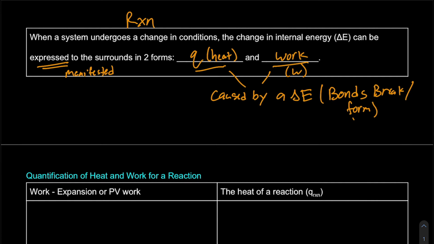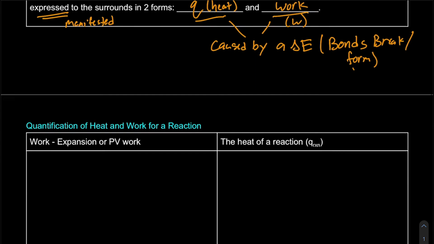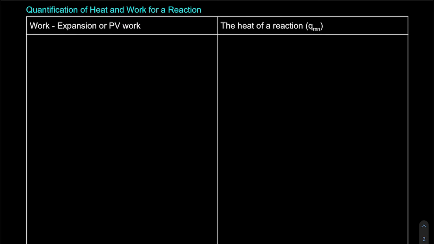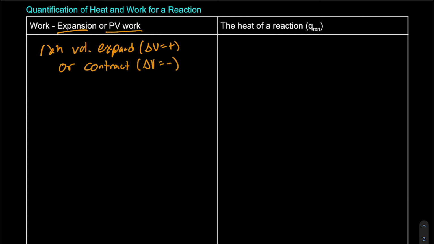But now let's go ahead and make a quick summary of how we quantify heat and work for a reaction. So when we're talking about a reaction, we're talking about what we call expansion or PV work. And that would mean that my reaction volume is going to expand, so our delta V is positive, or contract, where our delta V is negative. So we go from a larger volume to a smaller volume, or a smaller volume to a larger volume.